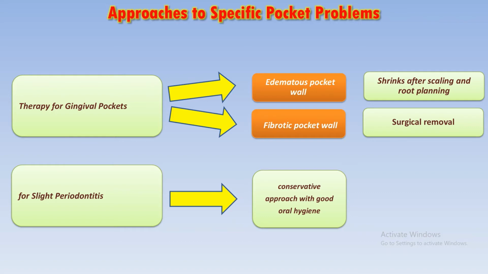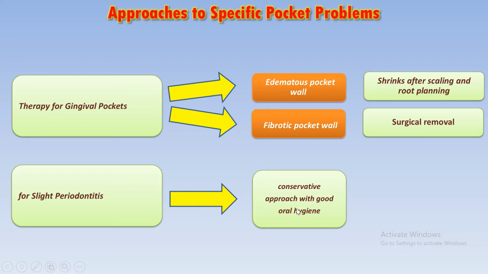So we have to eliminate the false pocket by gingivectomy. We do scaling and root planing. If it is edematous, there is shrinkage. If it is a fibrotic pocket, we do surgical removal by gingivectomy.